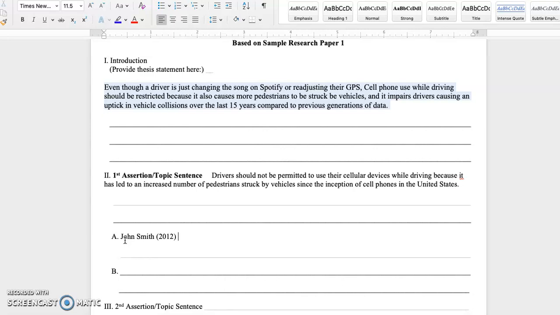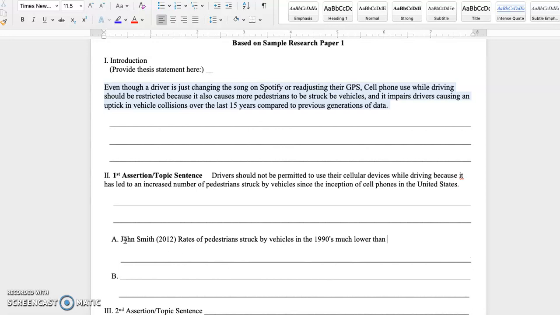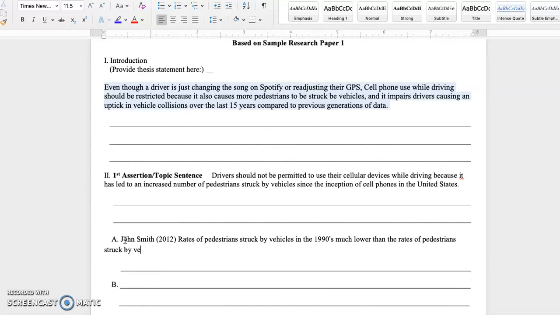The John Smith article from 2012, where he shows the rates of pedestrians struck by vehicles in the 1990s much lower than the rates of pedestrians struck by vehicles from 2005 onward. So this article mainly talks about this. This is my first assertion. Obviously, this evidence clearly connects to this, right? So I would have to argue this and explain this. I think it's pretty obvious.